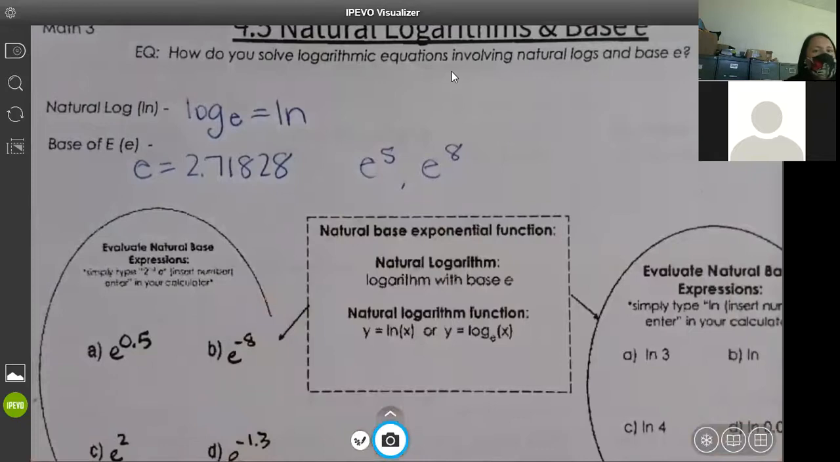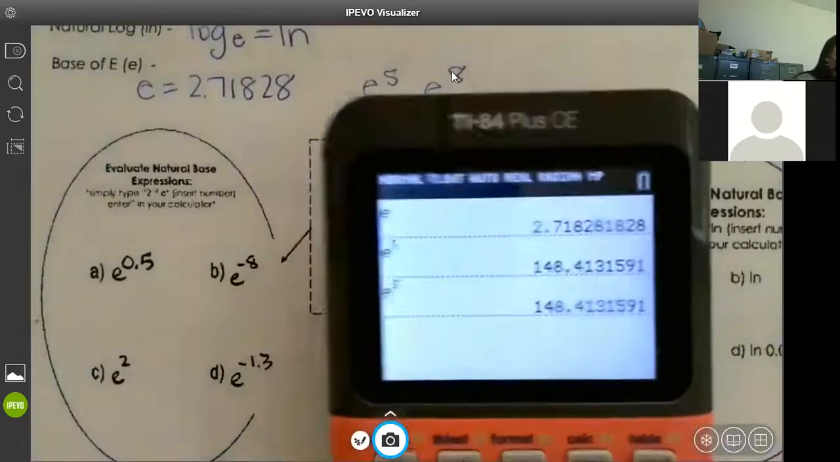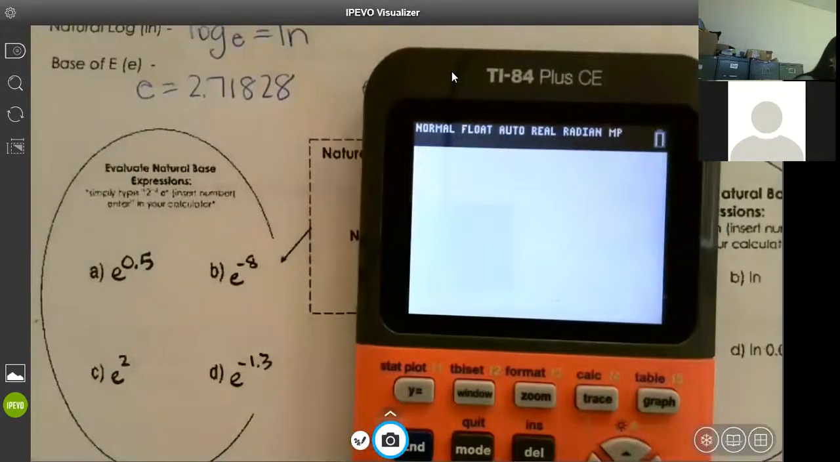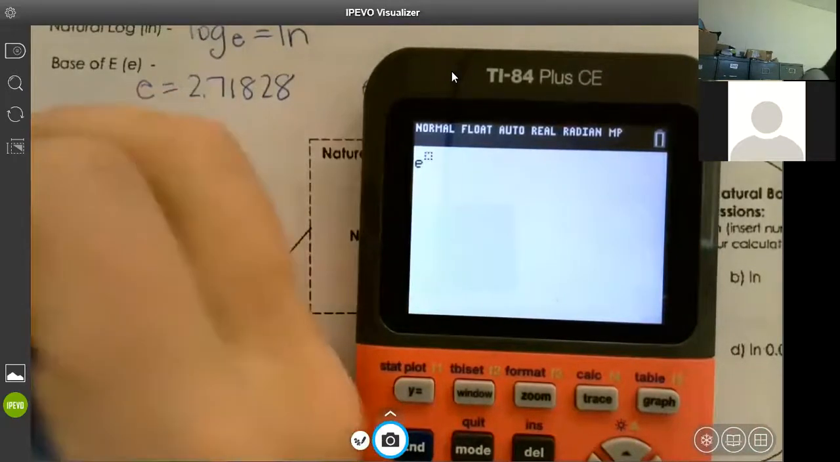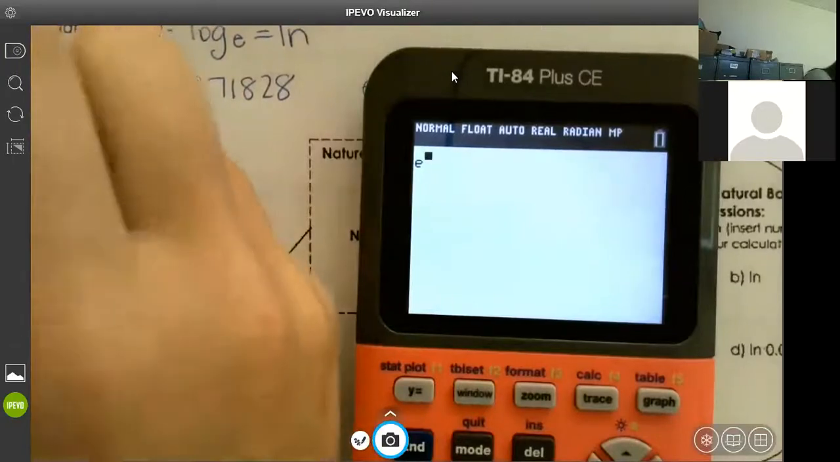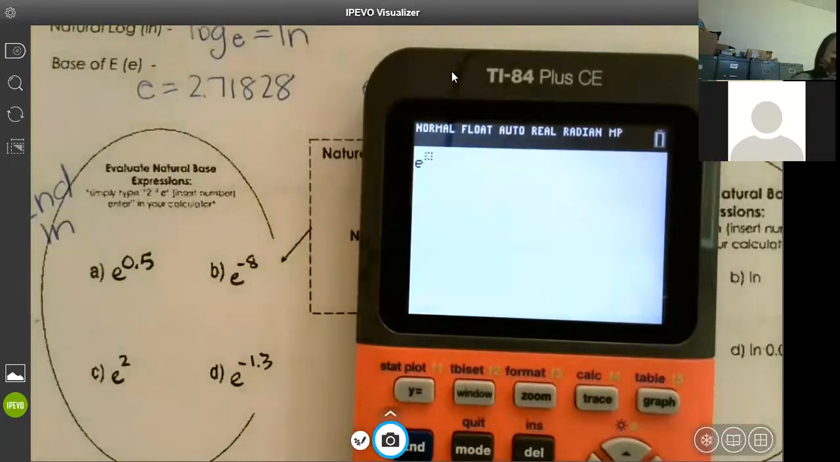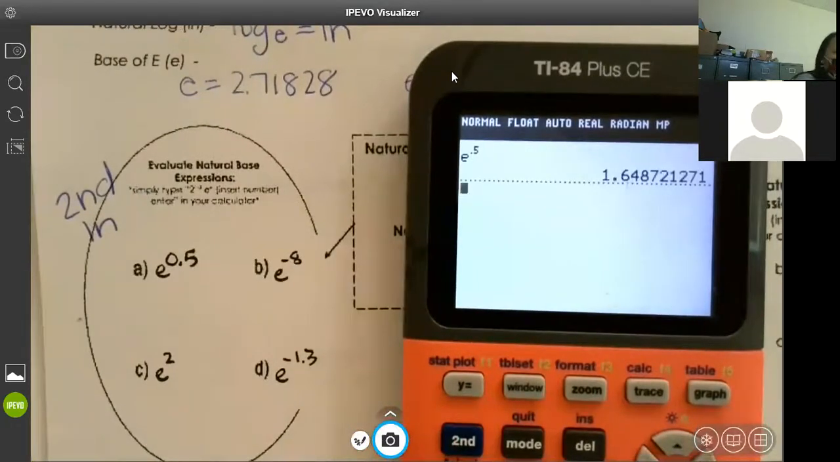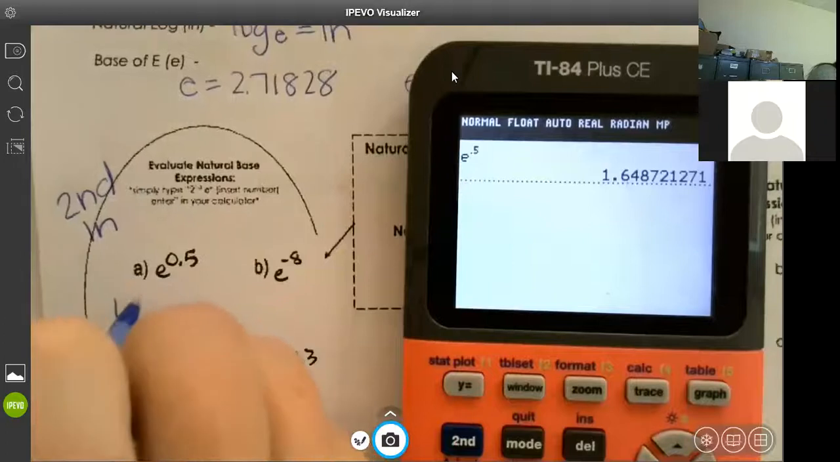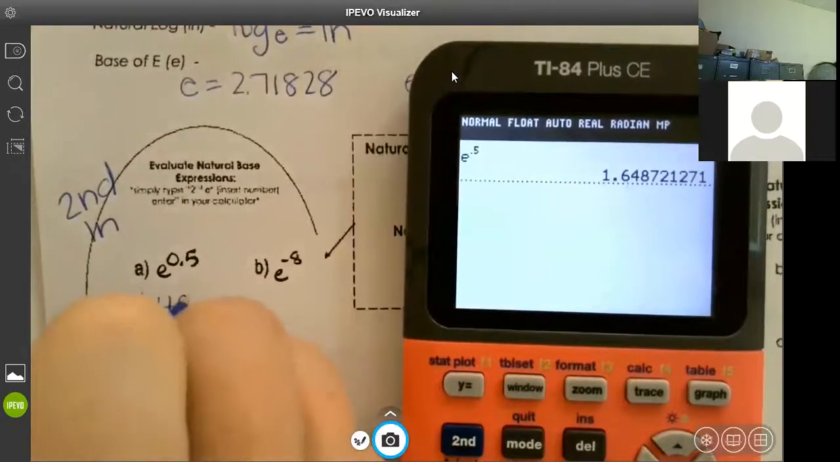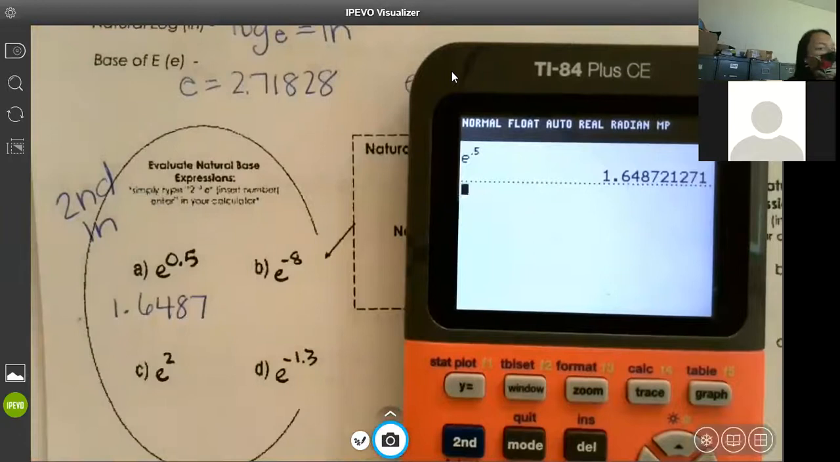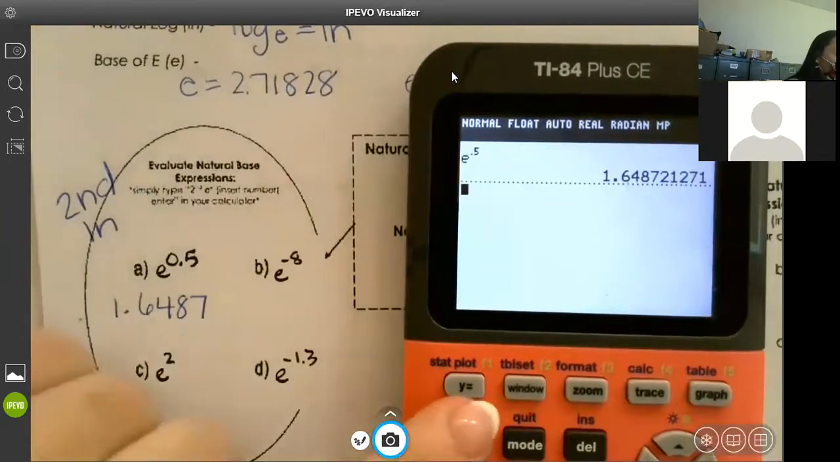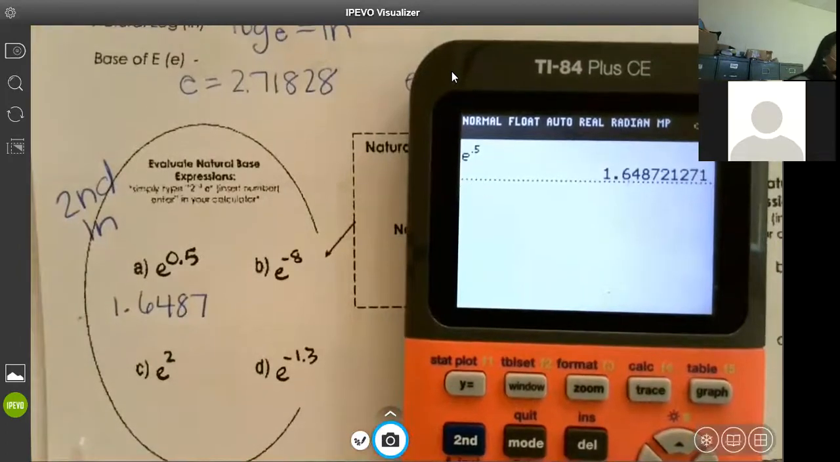So then it asks you to evaluate. And so I showed you how to find that e on your calculator. So I like to use second LN. And LN is beside the 4, second LN. Type in 0.5 and we get 1.6487. And I always go 4 decimal places just for this. Okay. On the next one, second LN, -8.